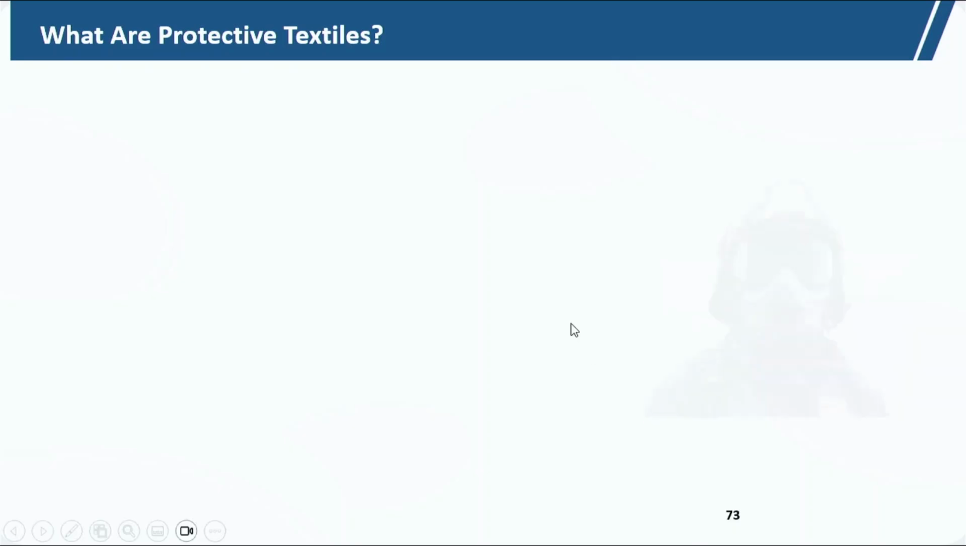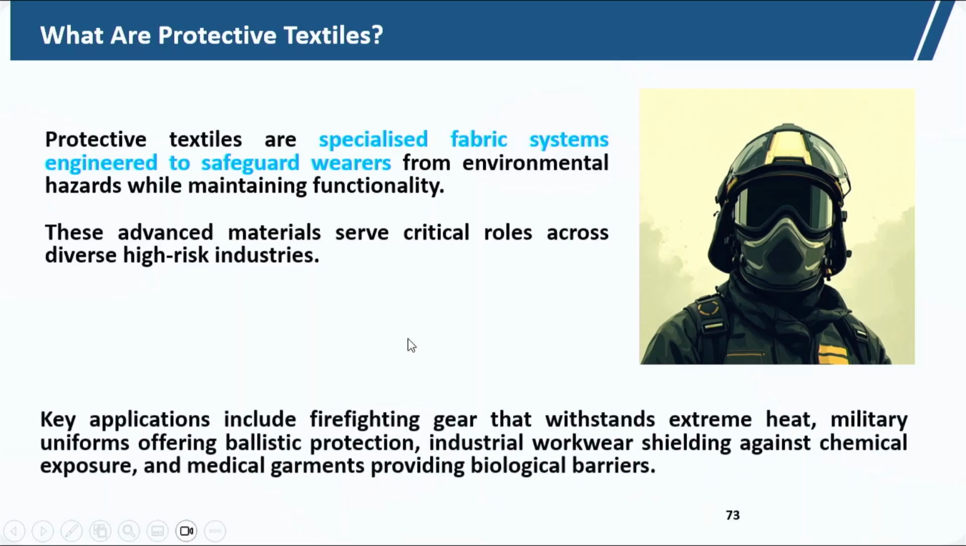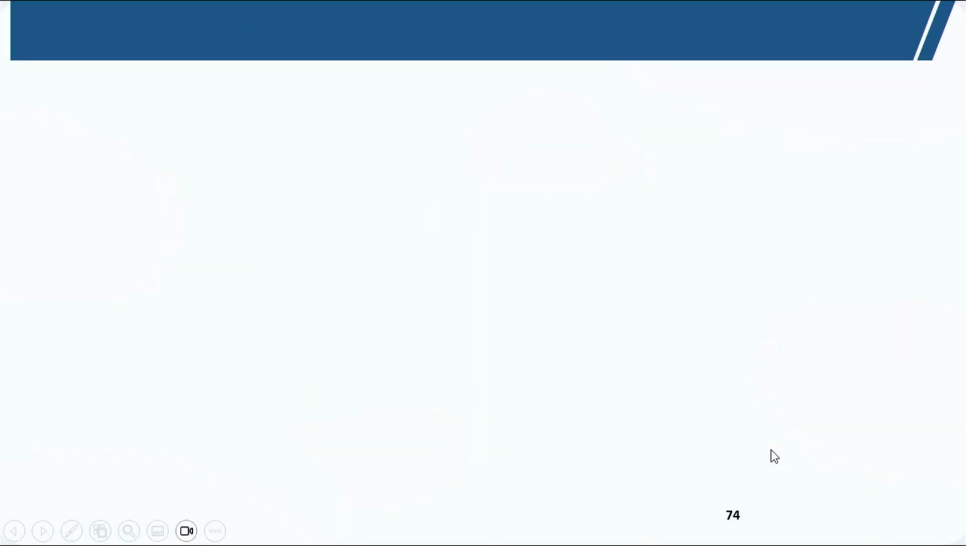So, now what are the protective textiles here? Protective textiles are specialized fabric systems engineered to safeguard, as we have already discussed, with different functionality and different applications: firefighter gear, military uniform, ballistic protection, industrial workwear.